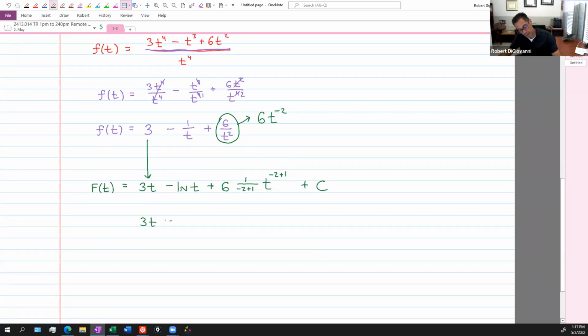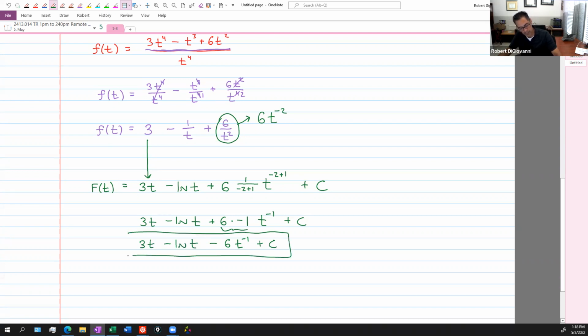I'm almost there. Okay, 1 over, let's see, negative 2 plus 1 is negative 1. So this just turns into 1 over negative 1, which is negative 1. Then t to the negative 1, then plus c. And just put those two together, make that a minus 6. You can leave it as t to the negative 1, that's fine. You could also just drop that t down below the 6, it's up to you. All right, I hope that addresses the questions. Yes.